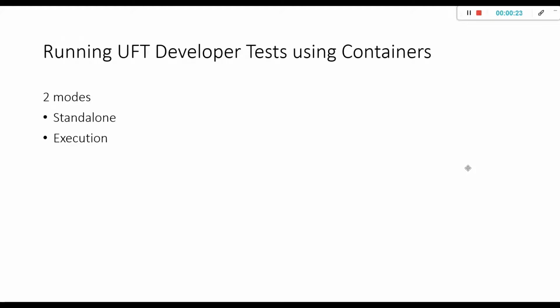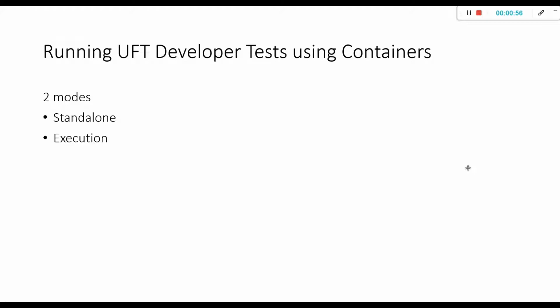The basic difference between these two modes is that in standalone mode, the tests reside outside your container, and at the end of execution of the test, the UFT developer container continues to run and it has to be manually shut down. Whereas in the execution mode, the tests are launched within the container, and at the end of the test, the UFT developer container is automatically shut down.